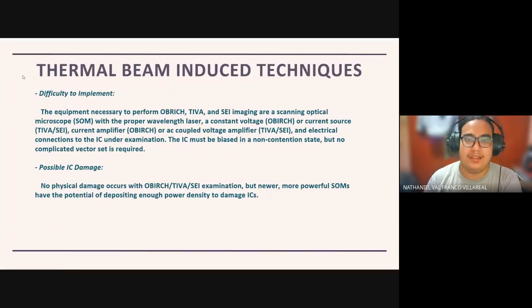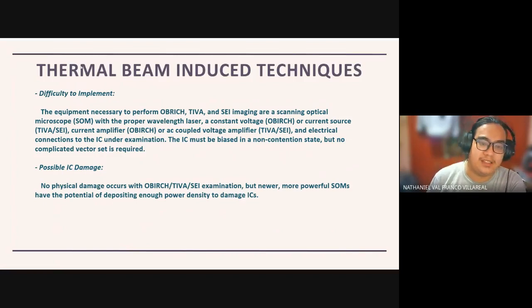The difficulty to implement these thermal beam induced techniques is that the equipment necessary to perform all three techniques is a scanning optical microscope, SOM, with the proper wavelength laser, a constant voltage or current source for TIVA and SEI, a current amplifier or AC coupled voltage amplifier, and electrical connections to the IC under examination. The IC must be biased in a non-contention state, but no complicated vector set is required.